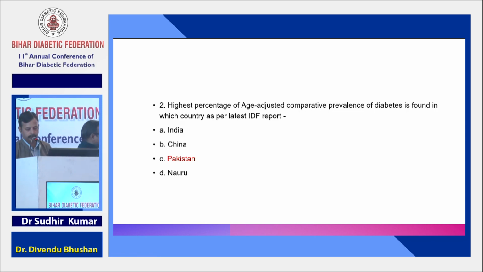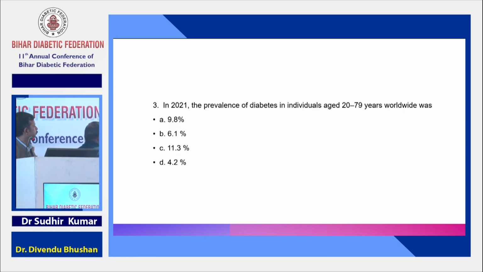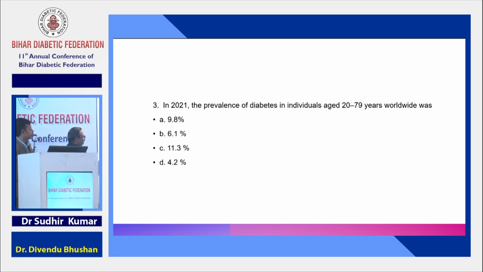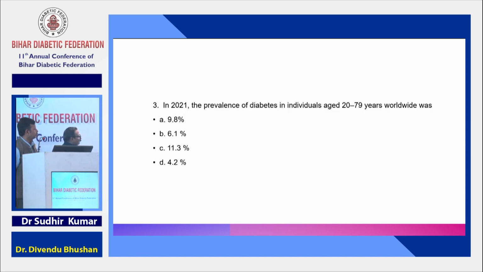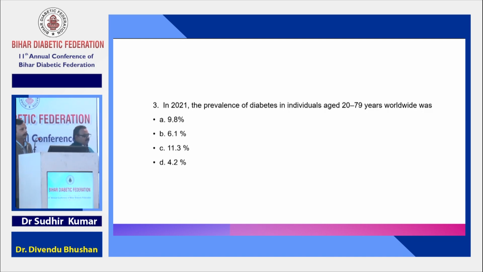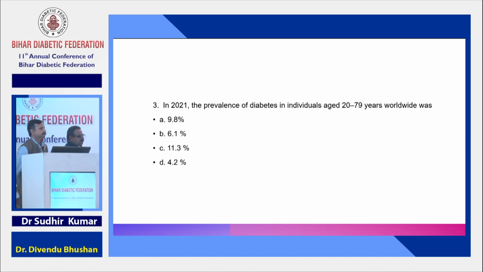So the next question from team D. In 2021, the prevalence of diabetes in individuals aged 20 to 79 years worldwide was. What was the prevalence of diabetes? No negative marking. 11.3. Wrong answer. It is 9.8.